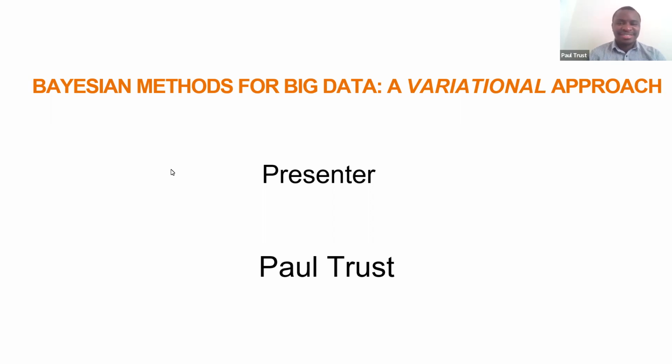I'm Paul Trust, and I'll be taking you through today Bayesian methods for big data, a variational approach. But today we shall basically look at the background on Bayesian methods. So as a primer, Bayesian methods come from a field of statistics called Bayesian statistics. And this field has been here for very many years. But it's gaining attention of recent days because of its usefulness in powering most modern machine learning methods.